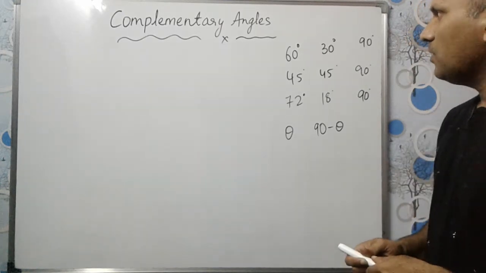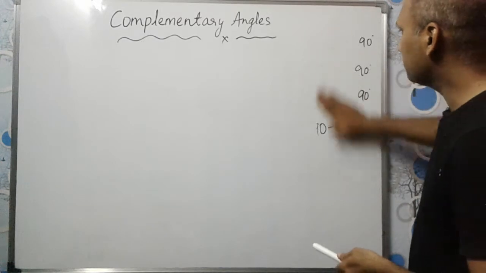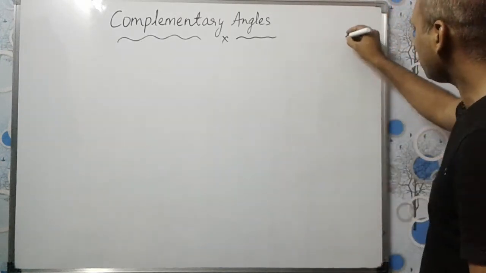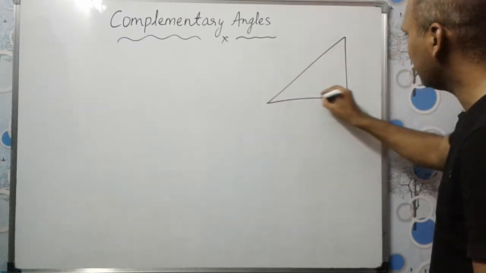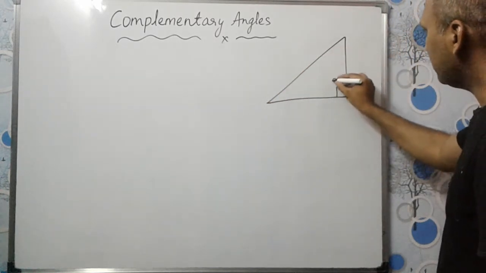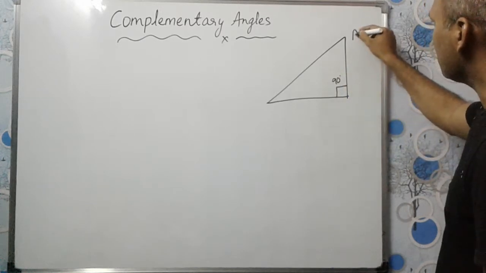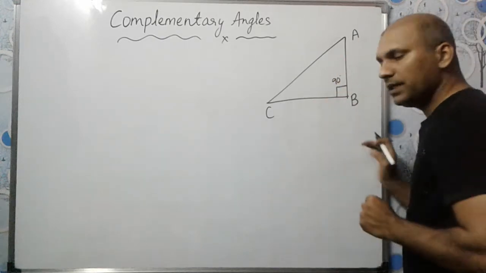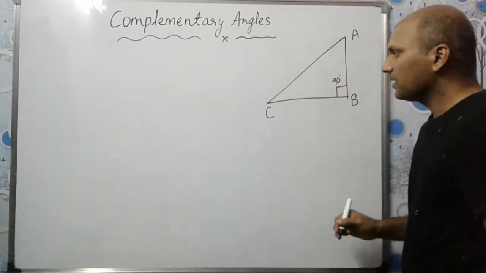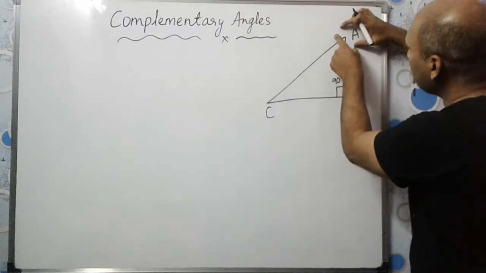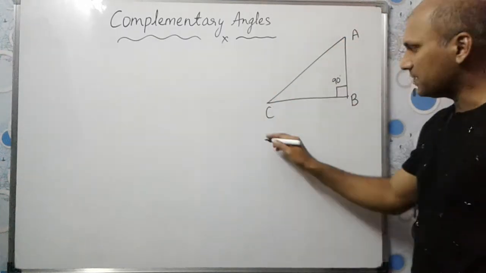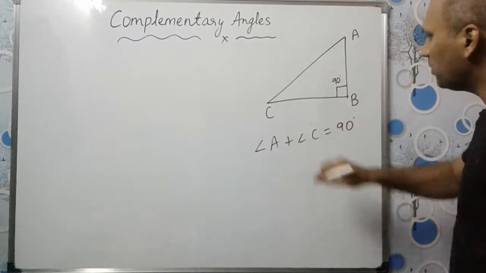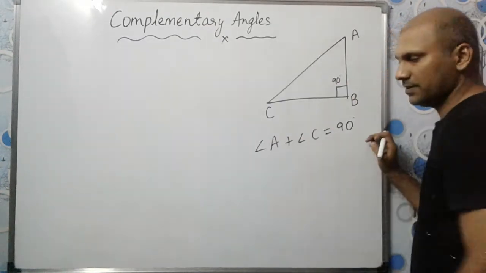Now, how are they useful in trigonometry? In our 10th standard, how are they useful? Let us draw a right angle triangle. This one is 90 degrees, right? Let us say this is A, B and C. We have a right angle triangle ABC, right angle is at B. Now I will say that angle A and angle C are complementary angles. Angle A plus angle C are complementary angles. Their sum is 90 degrees.